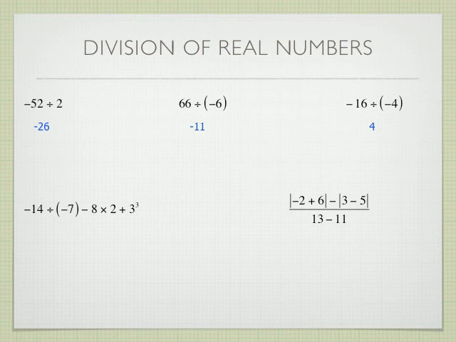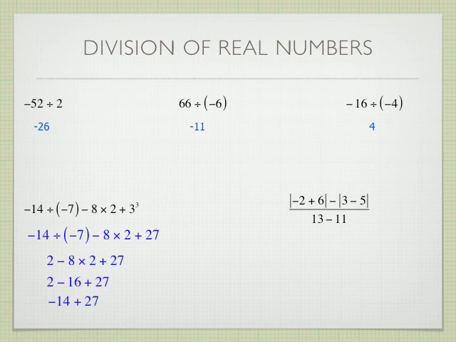All right, negative 14 divided by negative 7 minus 8 times 2 plus 3 cubed. What do I do first? The exponent. What is 3 cubed? If you said 9, you need to be careful. 3 cubed is 3 times 3 times 3, which is 27. All right, what do I do next? Okay, I'm going to do that division next. Negative 14 divided by negative 7 is 2. Now I have 2 minus 8 times 2 plus 27. So I have 2 minus 16 plus 27. Negative times positive is negative. 2 minus 16 is negative 14. Negative 14 plus 27 is 13.